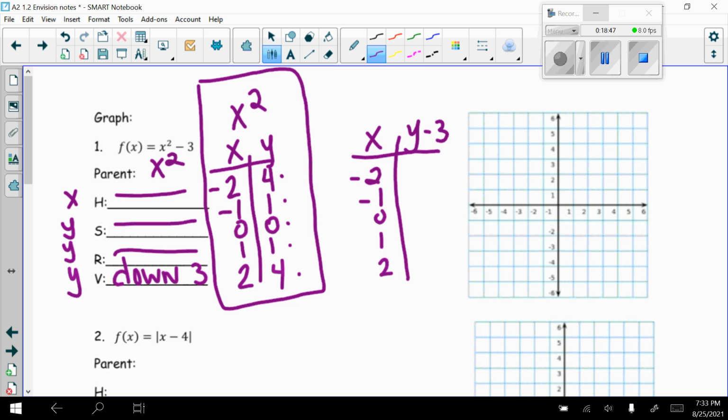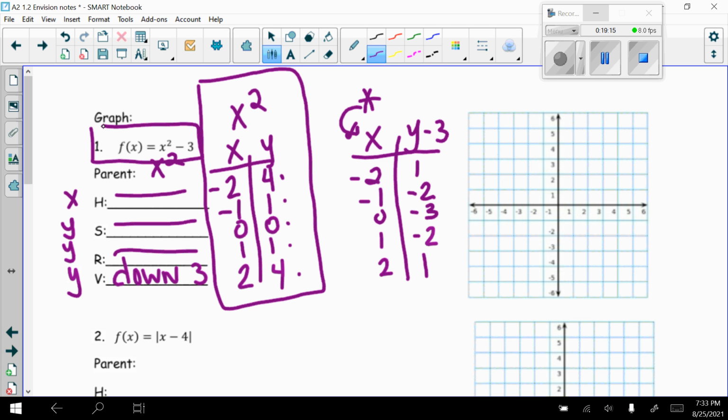So I start with the top one. 4 minus 3 gives me 1. 1 minus 3 gives me -2. 0 minus 3, -3. 1 minus 3, -2. 4 minus 3, 1. This now is what I'm going to graph, this XY table, because that's going to give me this function, f of x equals x squared minus 3. Because basically it took my parent function and shifted every single point down 3.